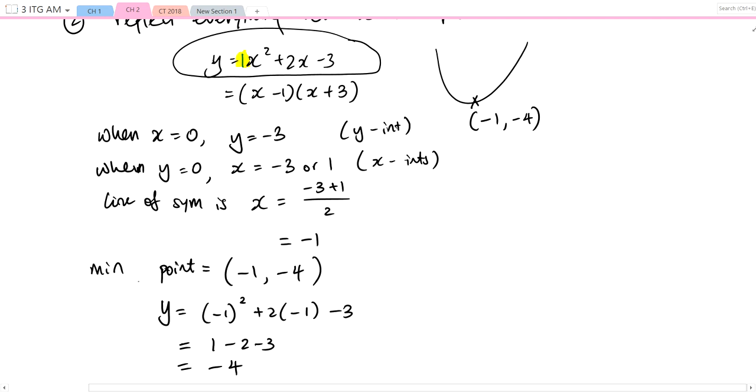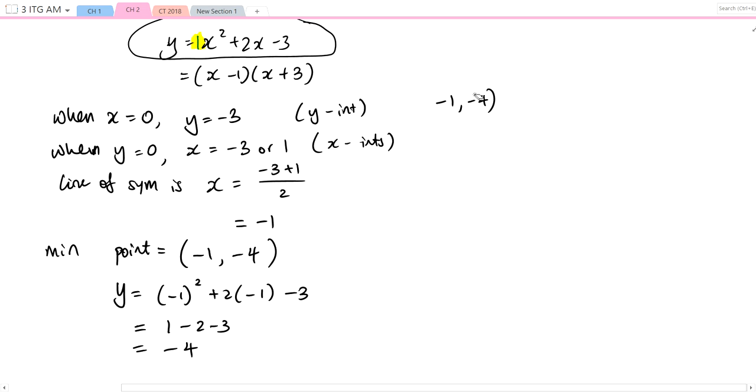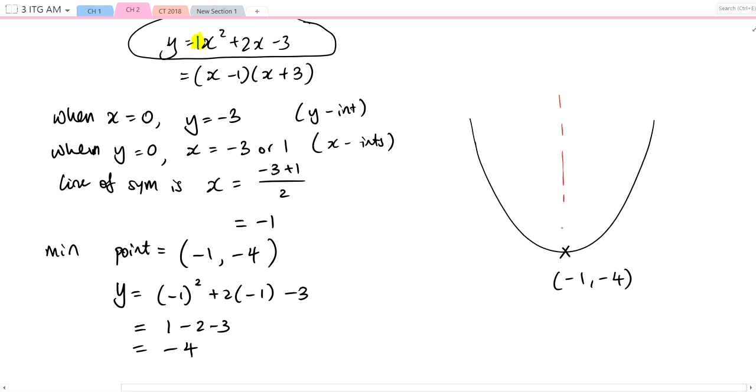Okay, so with all this information, I can now sketch my quadratic graph. I like to sketch the parabola first because I always find it easier to adjust my axis rather than to adjust my parabola, especially after I manage to draw a smooth parabola in the correct shape. Okay, so we know the minimum point, that is (-1, -4). So the line of symmetry is x equals -1, and this implies that my y-axis will be to the right.